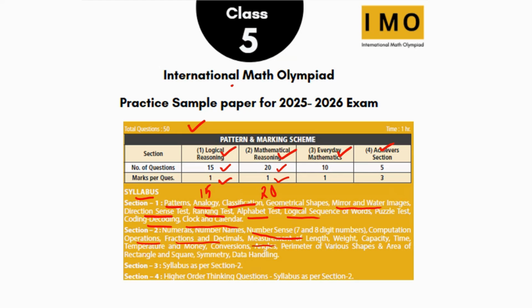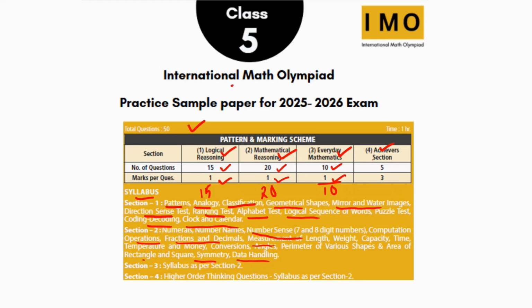We have geometry portion, which covers the different shapes, the areas and perimeters, the symmetry, and also the statistics portion, that's data handling. Next, we have everyday mathematics. That's again a 10 questions set of 1 mark each, making the entire set of 10 marks. Again, we have the same syllabus and the topics covered as per the second section. We have nothing different over here.